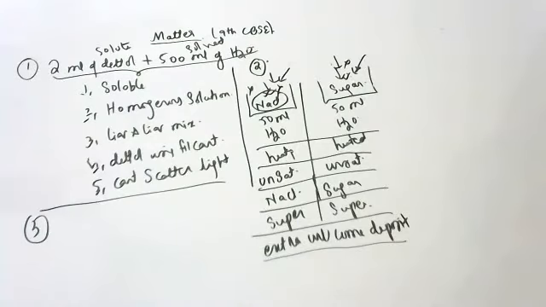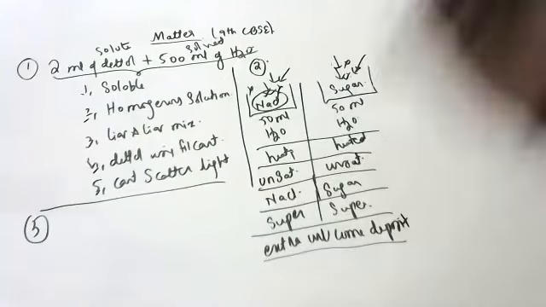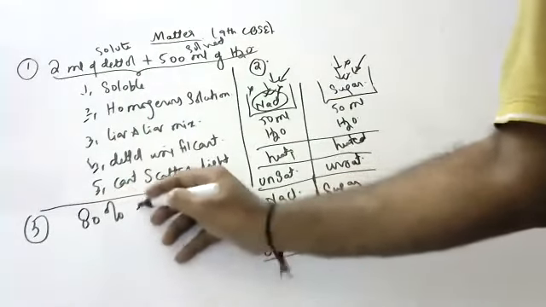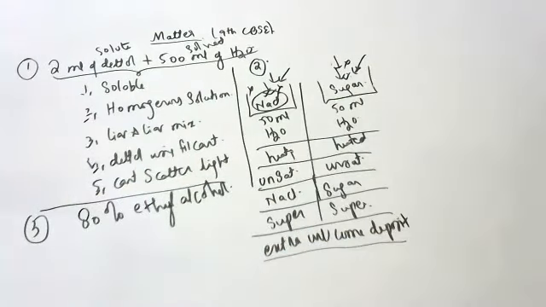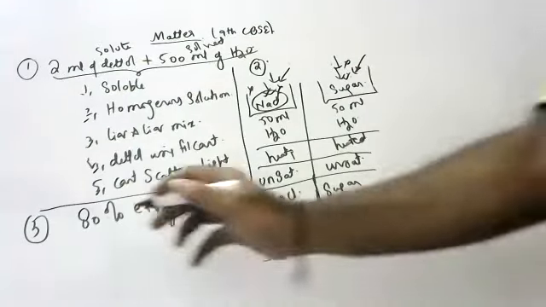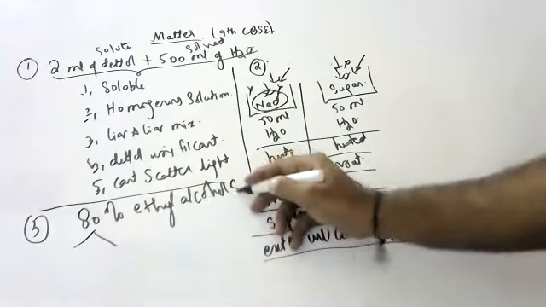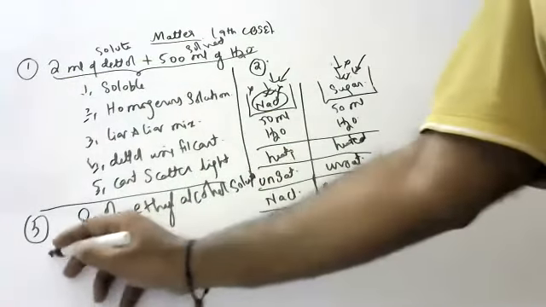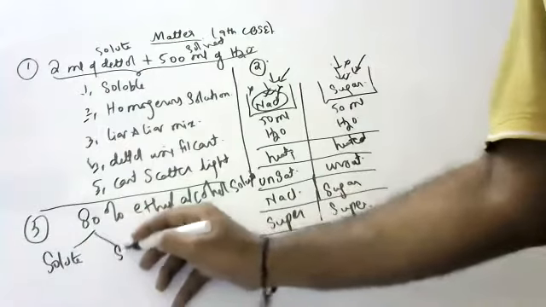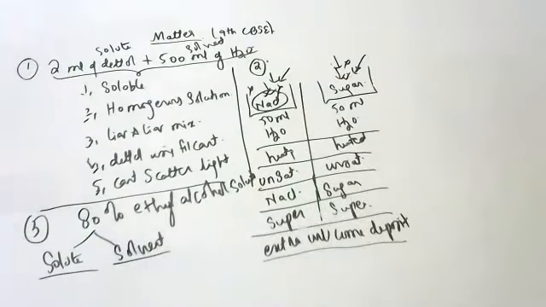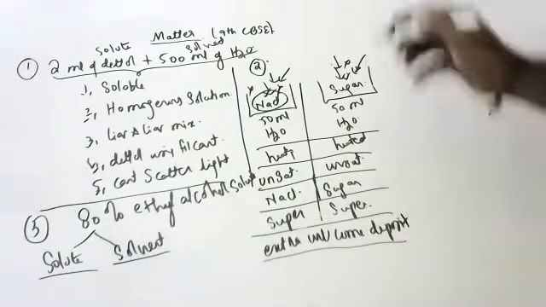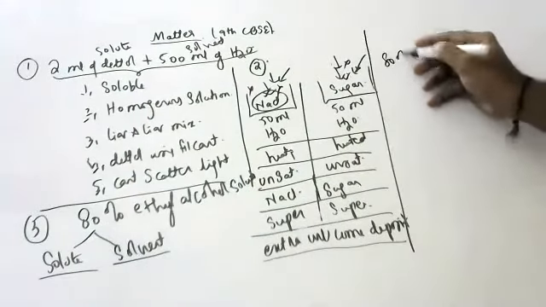That is number one. Now, children, one more question. Please see here. 80% ethyl alcohol. Ethyl alcohol means ethanol, which is C2H5OH. Identify the solute and solvent. Can anyone say, children? An 80% ethyl alcohol solution is there. What do you mean by 80% ethyl alcohol? Anyone?